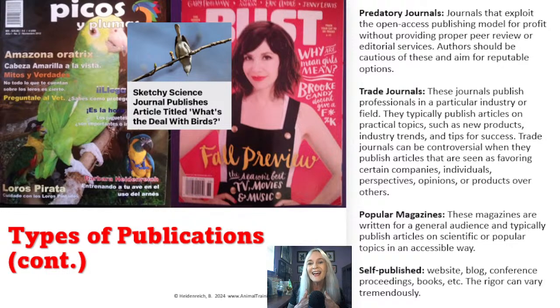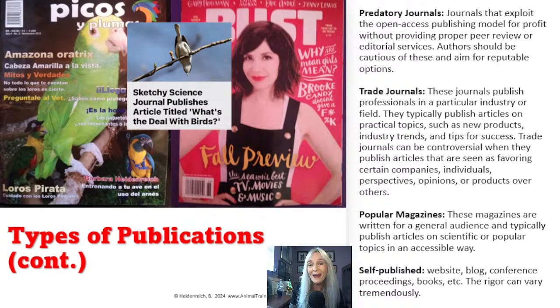Trade journals. These are just trade organizations, and again, it doesn't mean that they're not publishing something good, but it's going to require you to use your critical skills to evaluate what is being published there. It may be good, it may not be good. Where it can get controversial is if they're favoring certain companies or individuals or perspectives or opinions or products. So you have to use your critical thinking skills to see if the content in the trade journal is of value to you.